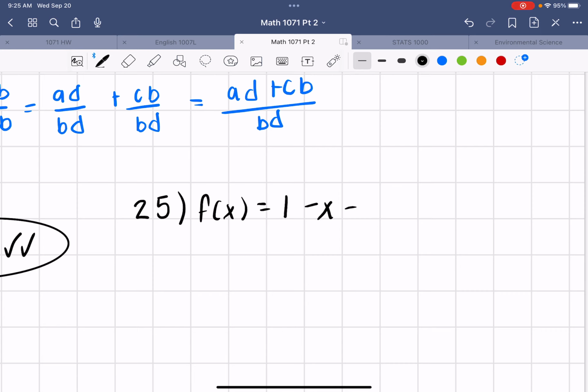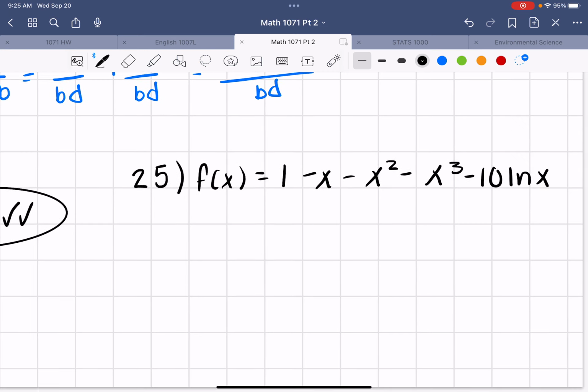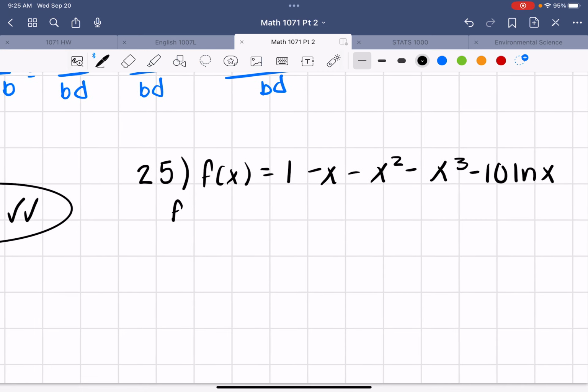And I'm perfectly happy if you leave it that way. I just want to emphasize, 10 times 1 over x, it's the same thing as 10 over x. You don't have to write it that way, but some people don't understand.